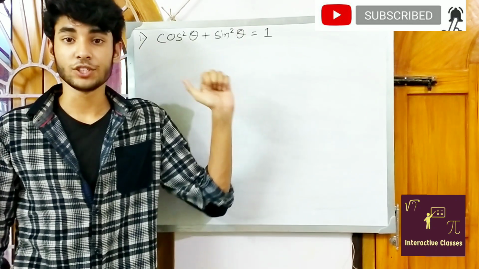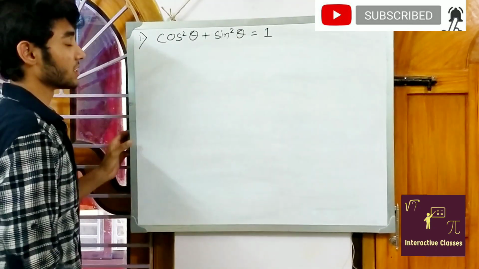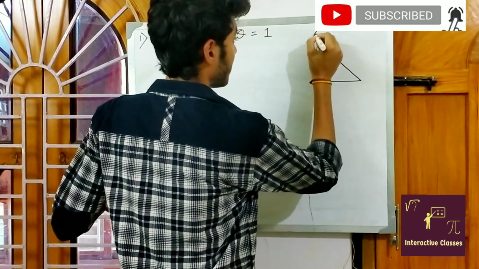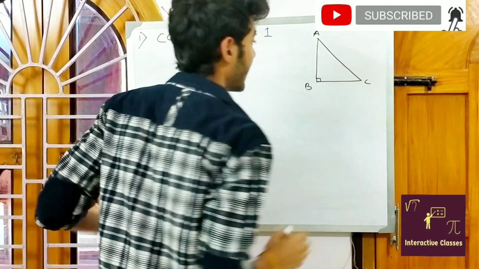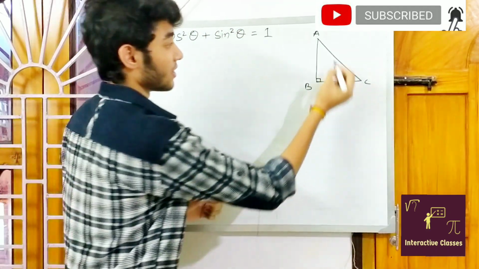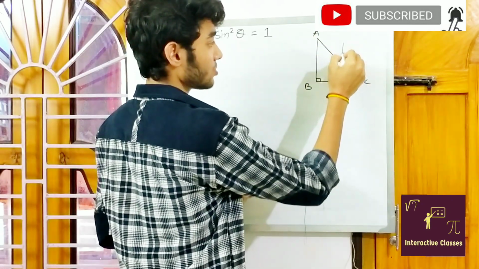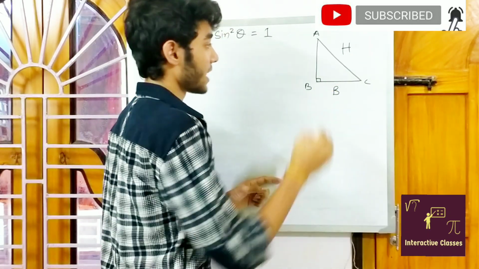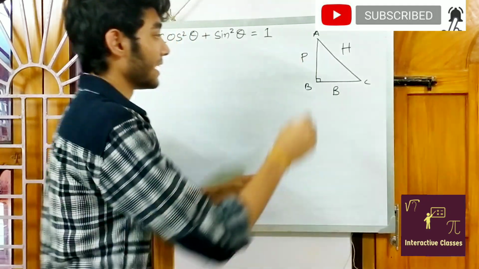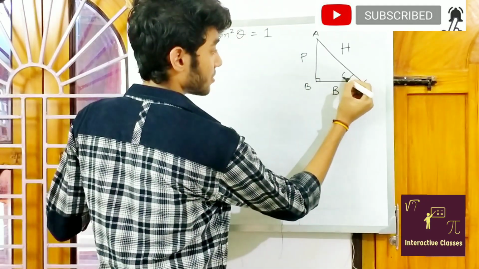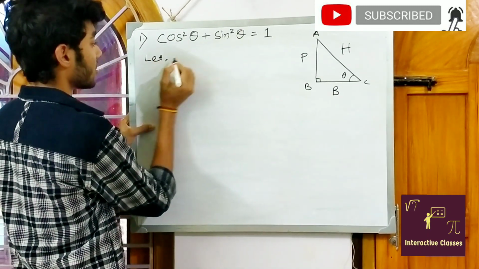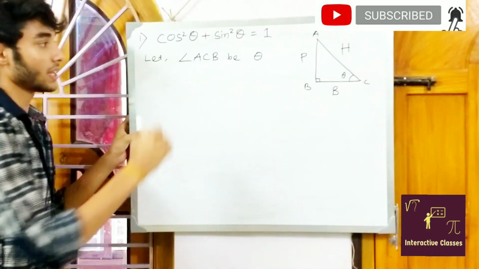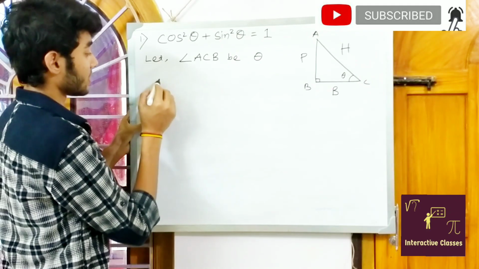This is our first trigonometric identity. Before proving this, let us draw a right angle triangle ABC, and we know in a right angle triangle, let AC be the hypotenuse, which is denoted as H, BC the base B, and AB the perpendicular P. Let angle ACB be theta.